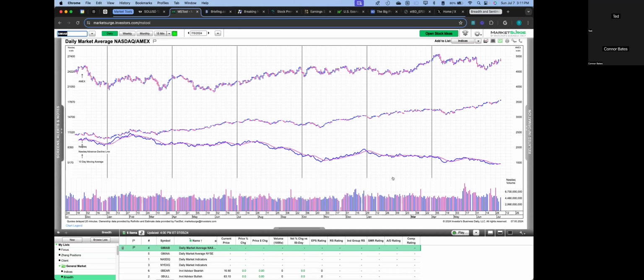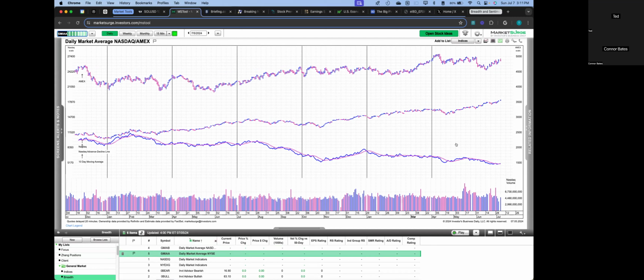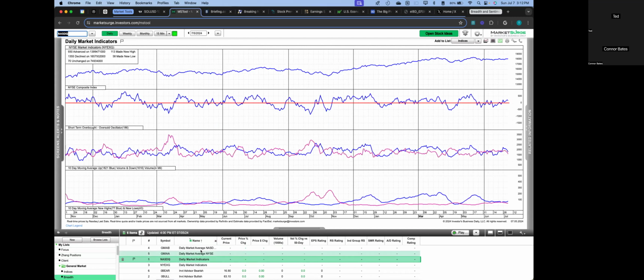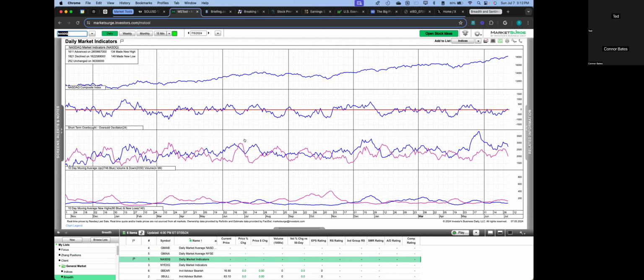We have the MarketSmith indexes. This is the one for the NASDAQ, where the advanced decline line is just poking its head above the 10-day moving average. So that's definitely constructive, and we want it to look like the NYSE where we're trending above it. What is interesting is that there's a lot of disconnect between breadth and sentiment, and we'll definitely talk about that.